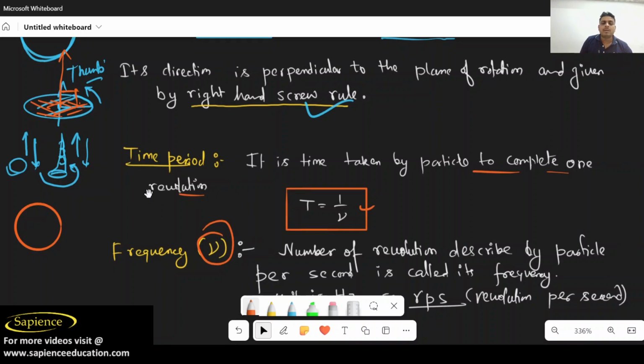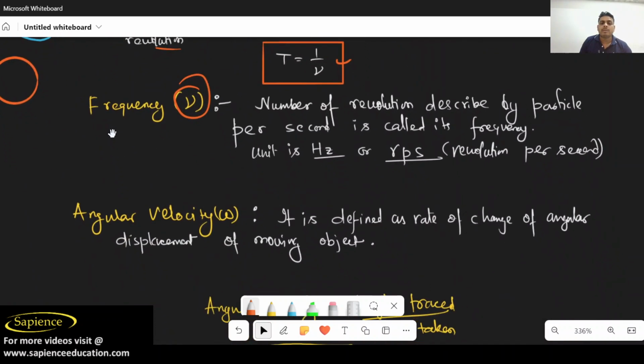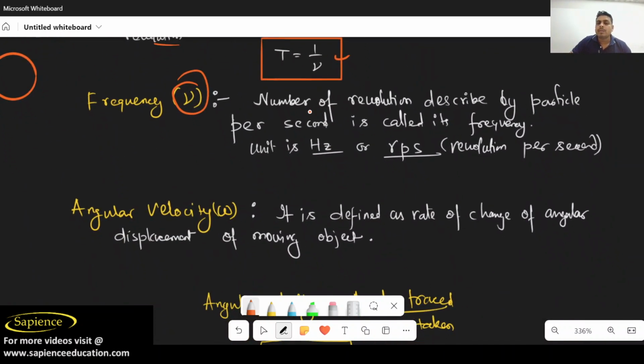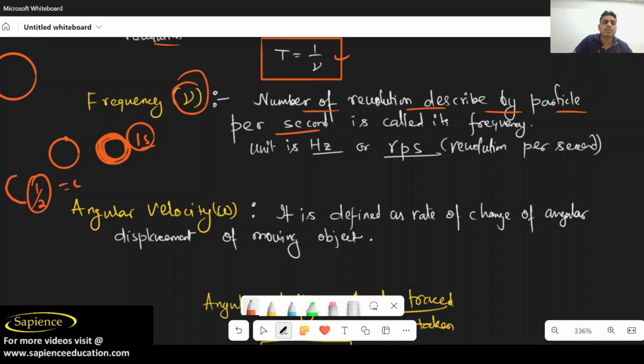Now I will define what frequency actually is. Frequency is the number of revolutions described by a particle per second. For example, in 1 second it is moving one time, so its frequency is 1. But another object is moving how many times? 1, 2, 3, 4, 5 times in 1 second, so it has frequency 5. And another object is moving only half, so its frequency will be half, that is equal to 0.5.